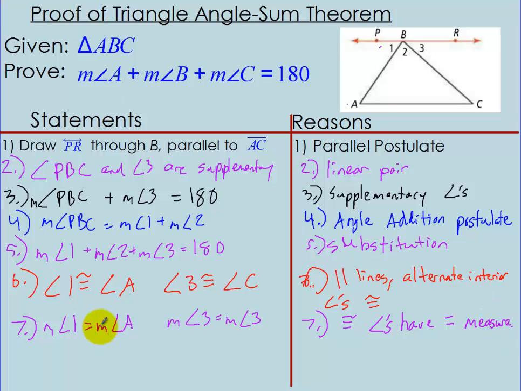All right, my next step, and this will be the last step, step 8. I can say that the measure of angle A plus the measure of angle B plus the measure of angle C equals 180. This is because of substitution. I can substitute measure of angle A for 1, and measure of angle C for 3. This said 3 here, but it was supposed to say C. Then we can say the measure of angle B equals 2 because they're the same angle right here. And this is all through substitution.